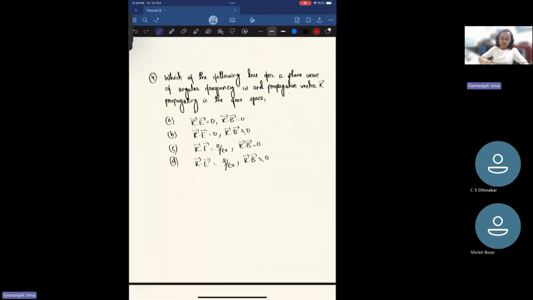In the next question, question number 4: which one of the following is true for a plane wave of angular frequency omega and the propagation vector k in free space? So this is a conceptual one. I think you know the answer.